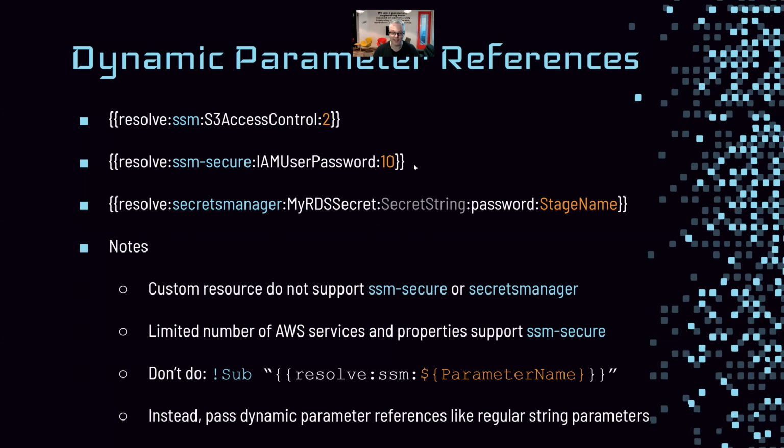So as of today, where this video is being recorded, they made that optional. So that's brand new. It was always required, and that's been a big friction point. So now you can actually drop the :2, and at the time that this expression gets evaluated, it will resolve to the latest version in the Parameter Store.